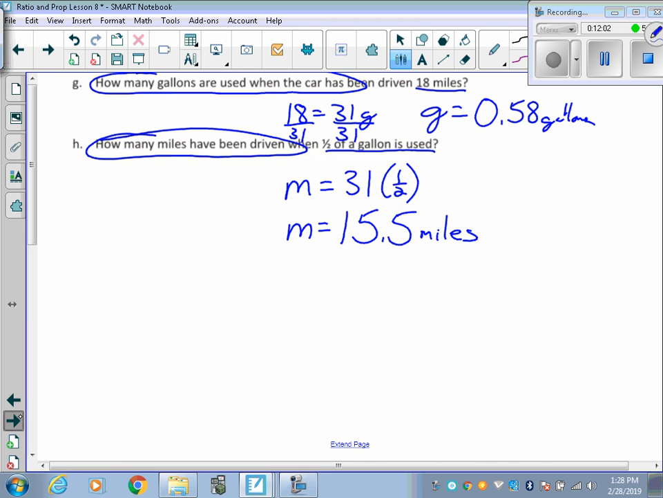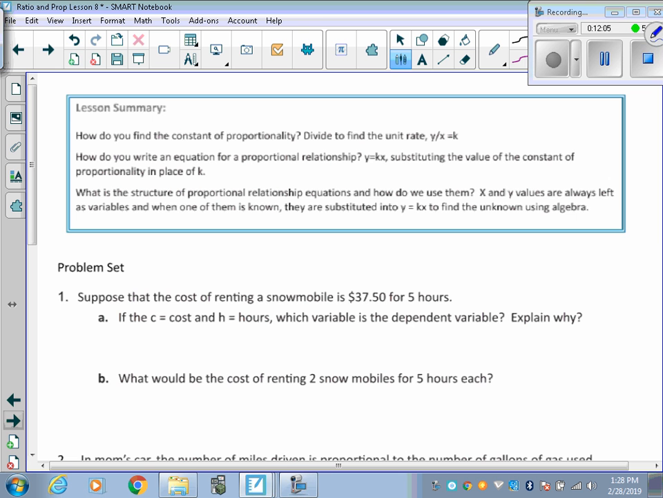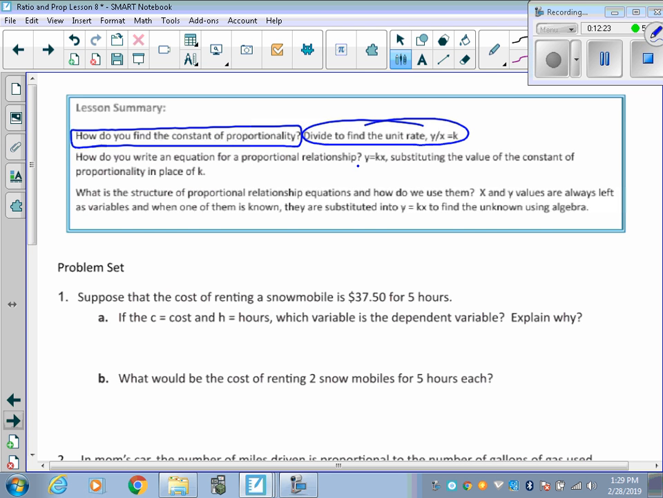All right, last page. Lesson summary. How do you find the constant of proportionality? That's what your essential question was the last few days. Divide. To find the unit rate, you divide. Make sure you divide. How do you write an equation? It's in the form of y equals kx. And you substitute in the constant of proportionality in place of k, once you find that.